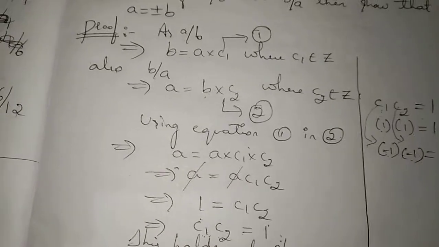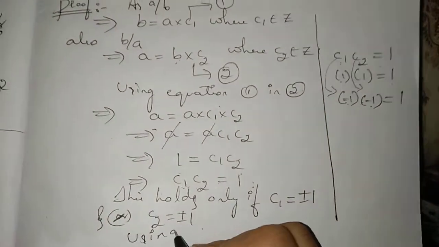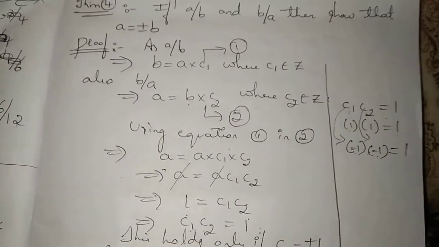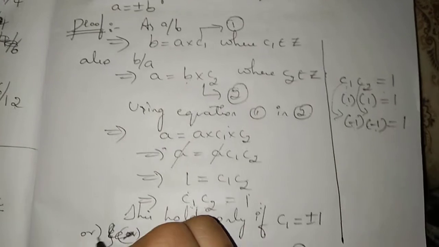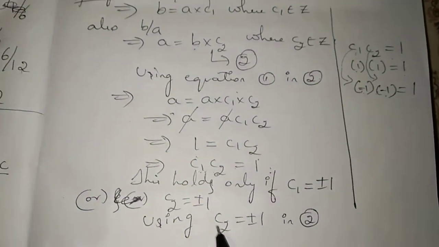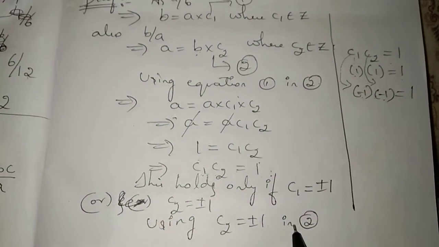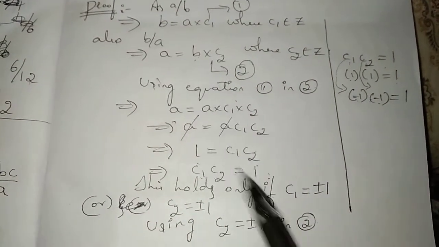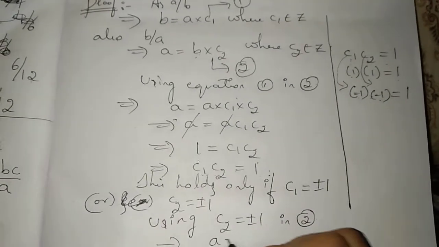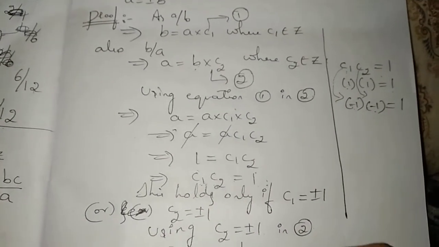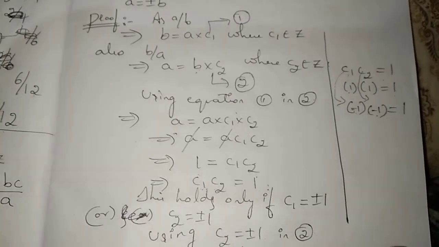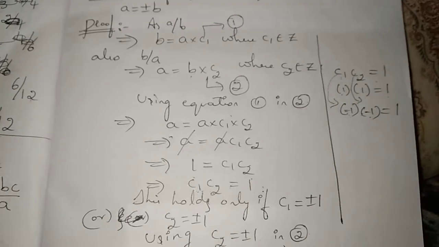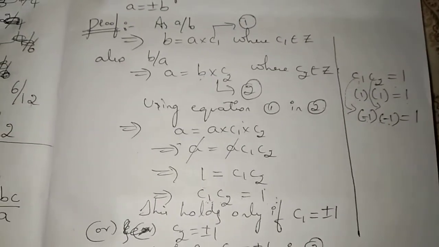Now one more step is there. Using C2 is equal to plus or minus 1, you are supposed to use this value in this one. This implies what? A is equal to B into, what is C2? It is plus or minus 1. That implies A is equal to plus or minus B. Hence we have proved.